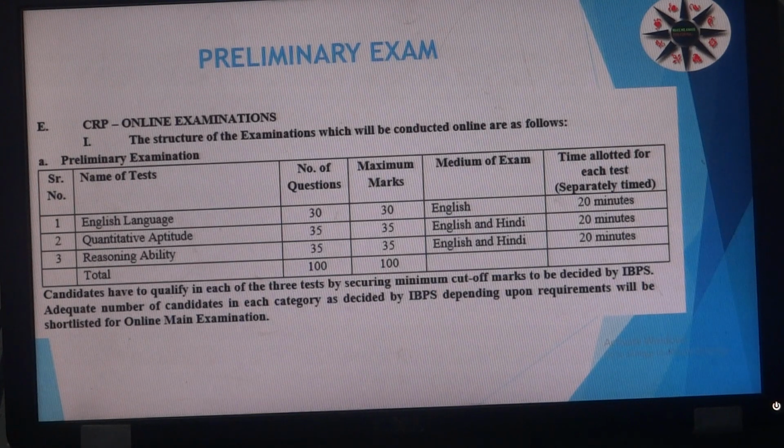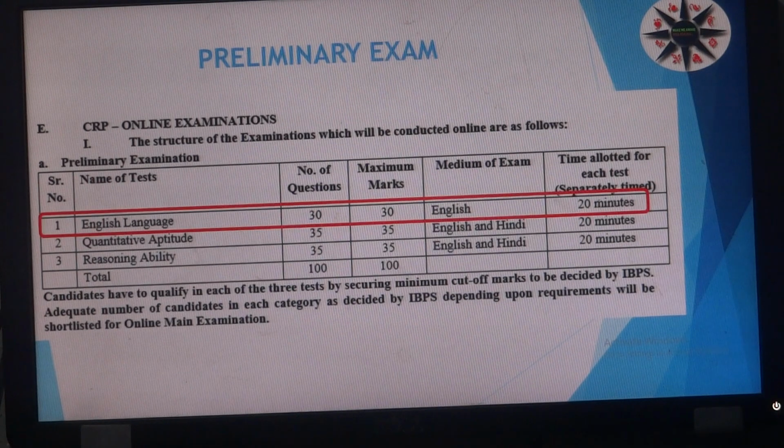As you can see, the preliminary exam consists of 3 parts. English language has 30 questions with 30 marks, and the medium will be only in English, and you will get a time of 20 minutes to complete the test.